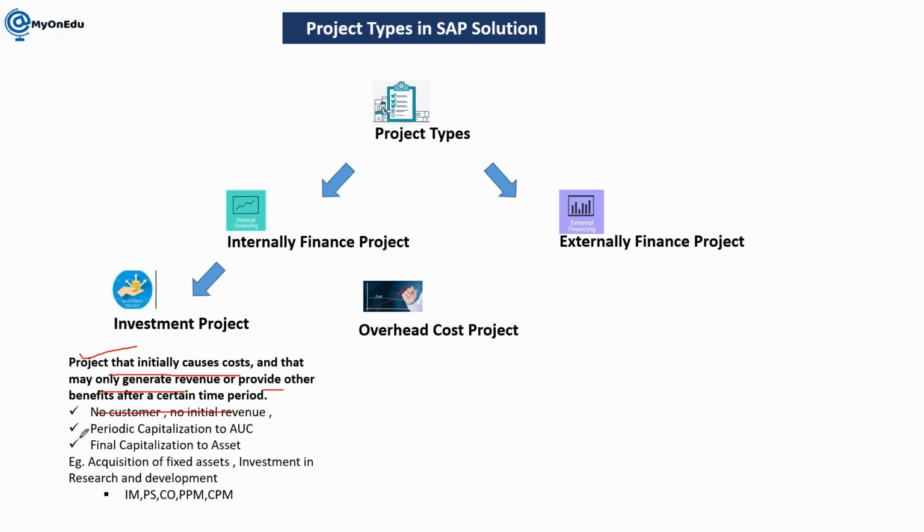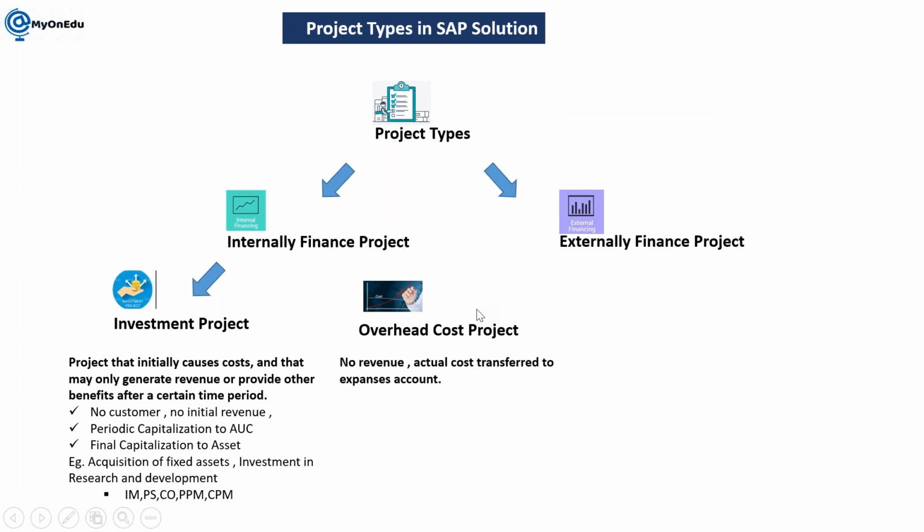In this capital project, we will not have any customer in the initial stage. At a later stage, you can sell it. That is an asset sale. Periodic capitalization you need to do, and final capitalization to the asset. So here we have integration with asset accounting. The examples are the acquisition of fixed assets and investment in research and development. These are the major models which are going to be implemented here.